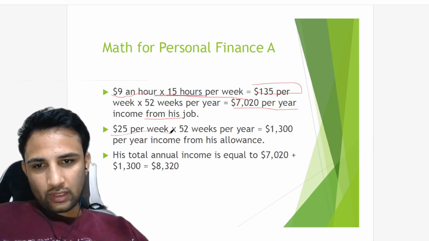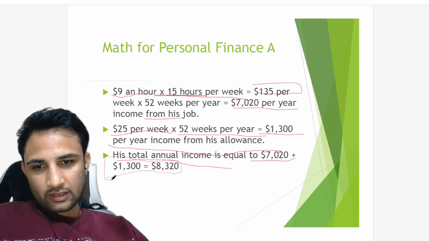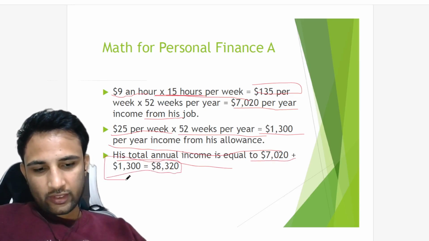$25 per week of allowance multiplied by 52 weeks per year equals $1,300 per year income from his allowance. So his total annual income is $7,020 plus $1,300, that is equal to $8,320.